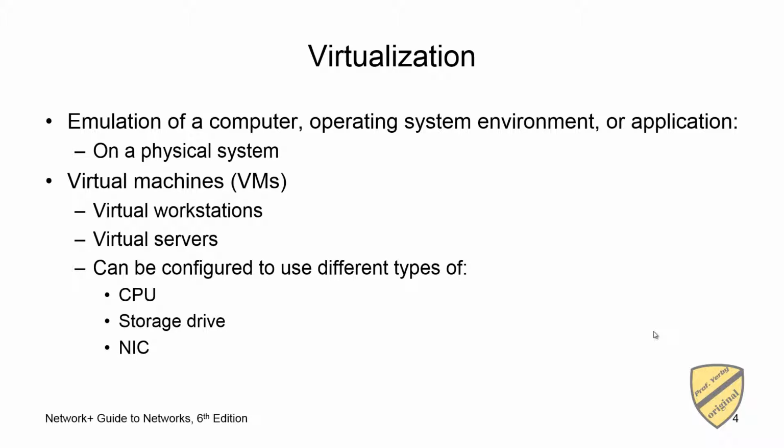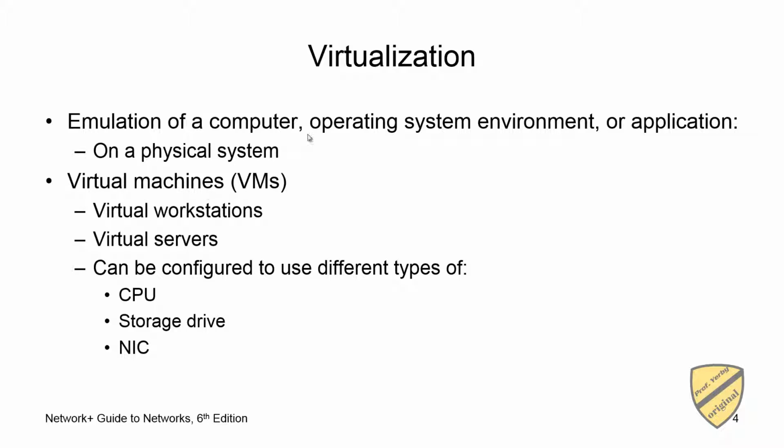In this longer than normal tutorial, I'm going to go over some virtualization technologies. So first we want to begin by defining what is virtualization. It's emulation of a computer or operating system, environment, or application on a physical system. And there's two different types of hypervisors or virtual machines. There's the type 1 and type 2. There's another video on my YouTube channel to give you more information on the type 1 versus type 2.